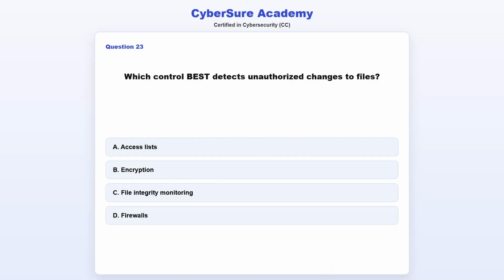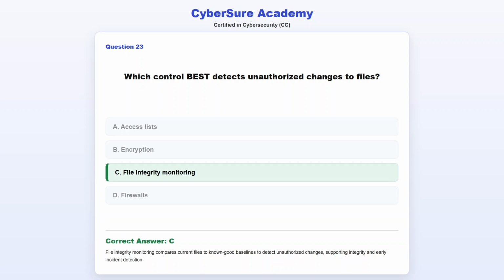Question 23. Which control best detects unauthorized changes to files? A. Access list. B. Encryption. C. File integrity monitoring. D. Firewalls. The correct answer to question 23 is file integrity monitoring. File integrity monitoring compares current files to known good baselines to detect unauthorized changes, supporting integrity and early incident detection.